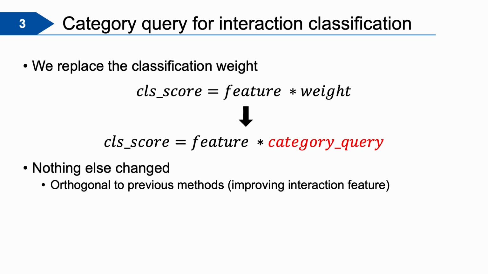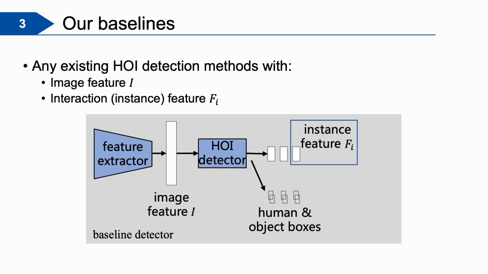We replace the static classification weights with the learned category queries. So the queries are now some kind of weights that are adaptive to each image. Nothing else is changed, so the proposed method is theoretically orthogonal and complementary to previous methods. They focus on improving the feature. The design of our method does not rely on a specific baseline.